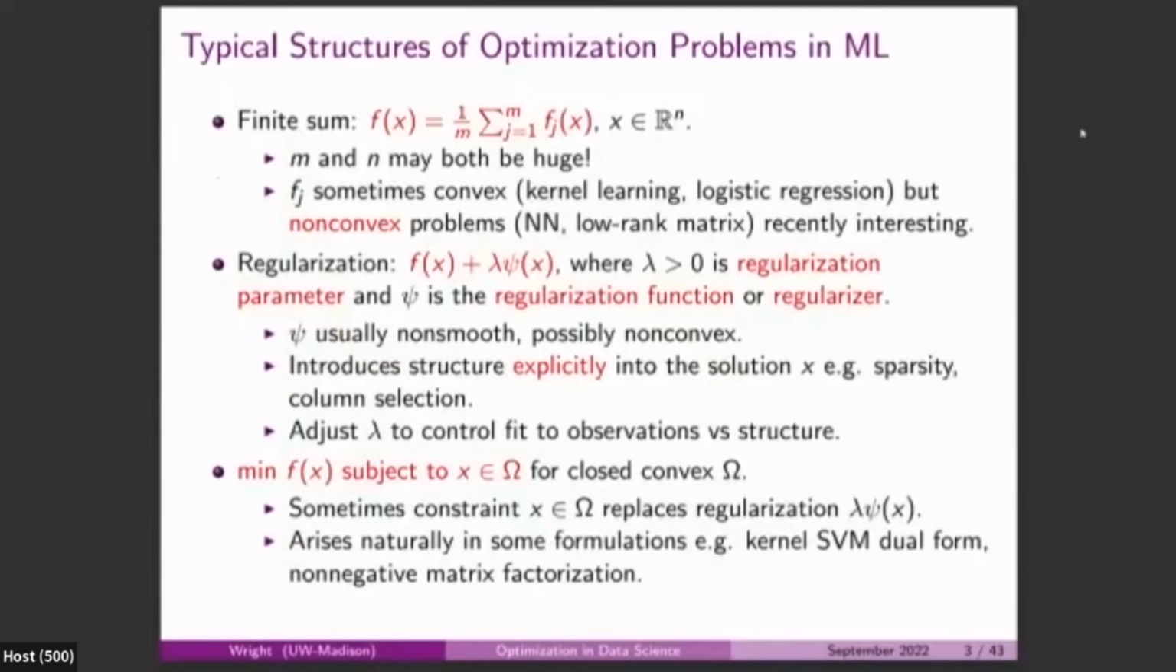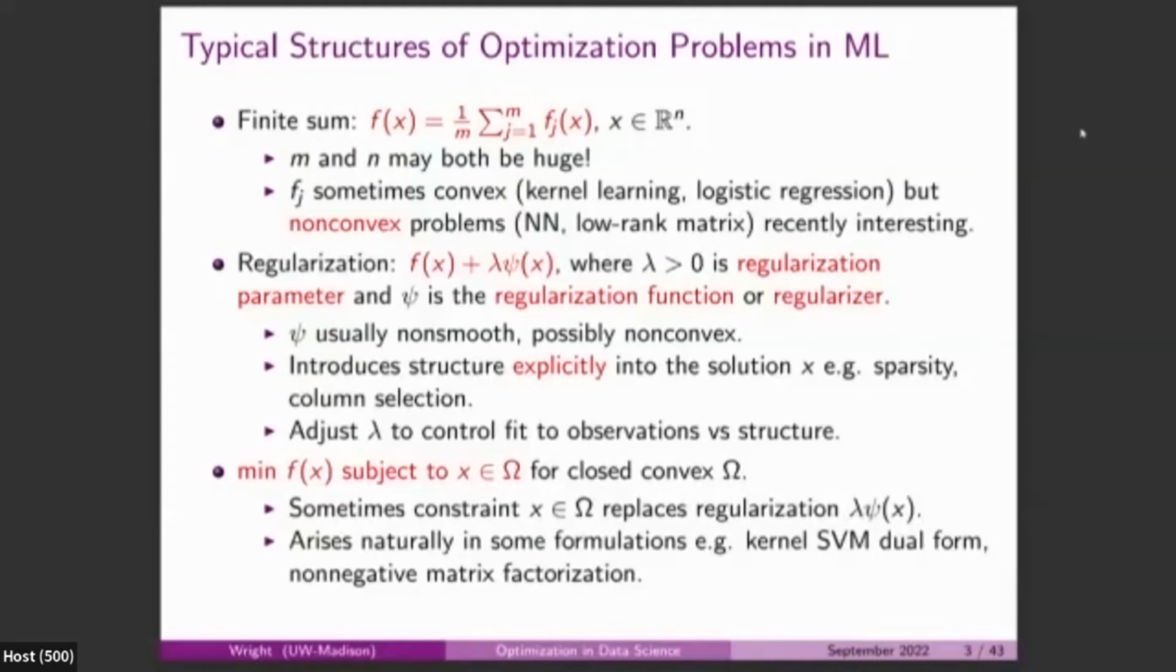Okay, so just recapping a little bit from the first part of the talk. Very often the problems you want to solve have this finite sum form. Little m is the number of items of training data, and you're trying to minimize the average of a bunch of functions f_j(x), where each j indexes a different item of the training data. The number of variables and the number of terms in the sum can both be very large. The f_j is sometimes convex, as we've noted, and there are lots of examples of that. But there are also a lot of problems these days where it's non-convex, like low-rank matrices and neural nets.